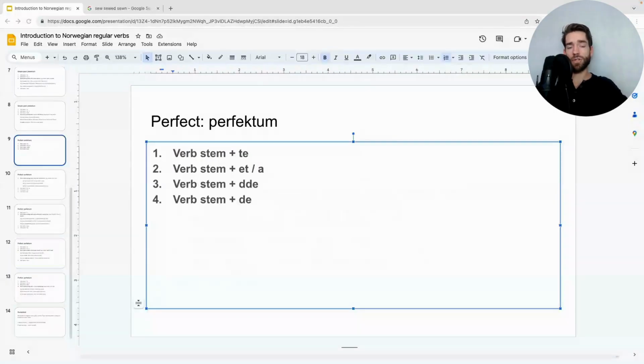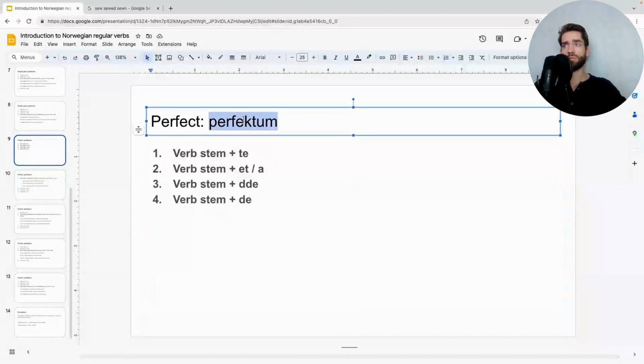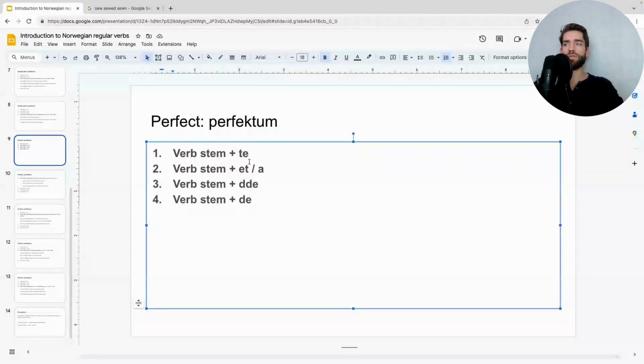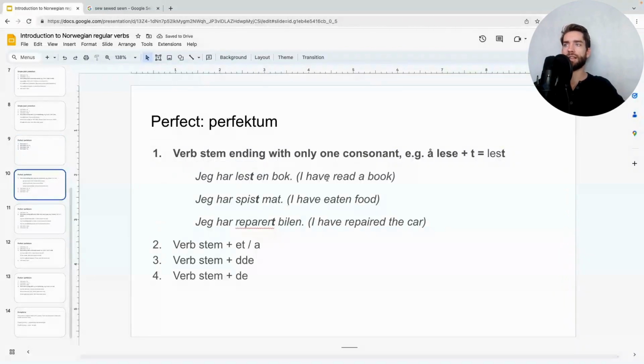And now that I've showed you how to form the simple past, we also need to look at how to form the present perfect or the past perfect. So this perfect tense is very easy because we apply the same categories again. So I've here copied the slide from the simple past, changed it to perfectum, perfect. And all we need to do is just remove a letter here. We remove this E, and this E, and number 2 stays the same. So how does that look?